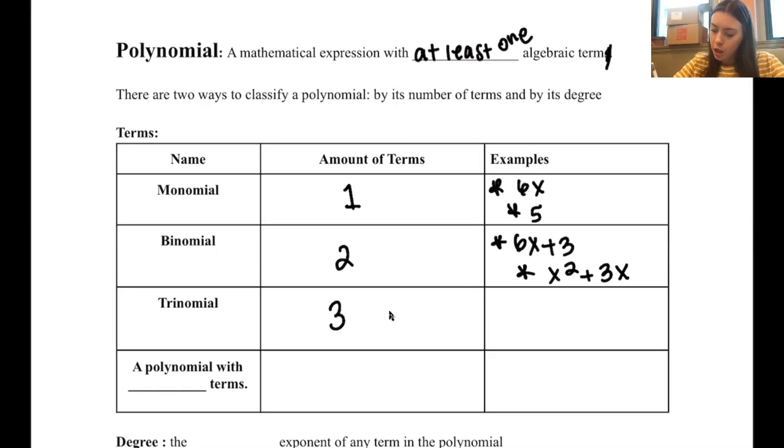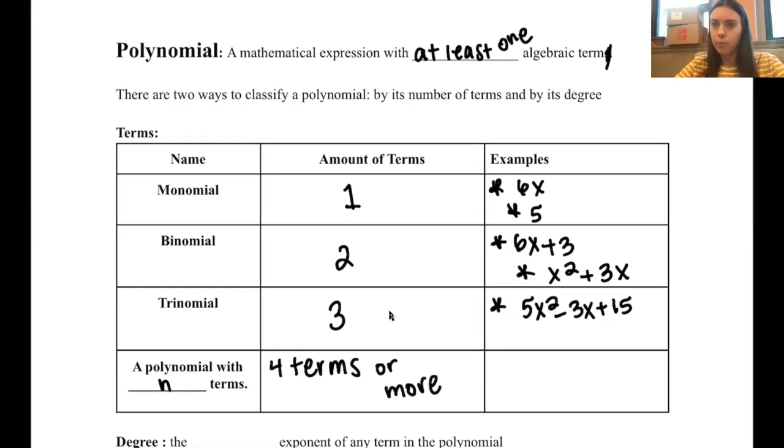Trinomial is 3 terms. So that would be 5x squared minus 3x plus 15. That would be a trinomial because there's 3 separate terms. And then a polynomial, I'm just going to put in, that is just a variable. Polynomial with n terms. So if there are 4 terms or more, there's not specific names for them. So you would just call it a polynomial with 4 terms or a polynomial with 6 terms, etc. An example of that would be 7x to the 15th power minus 2x cubed minus 2x minus 100. That would be a polynomial with 4 terms.